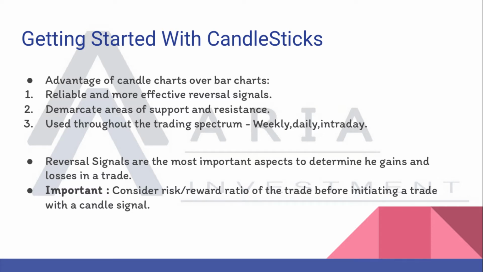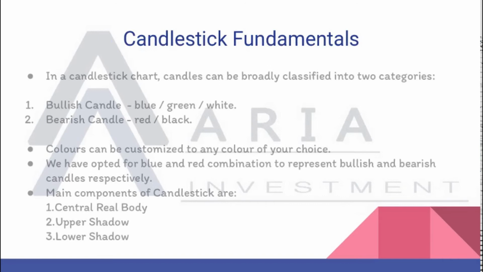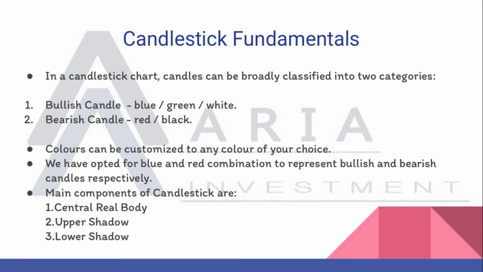A candlestick can be classified into majorly two types, a bullish candlestick and a bearish candlestick. So, a bullish candlestick is the one having a low opening and a high closing, and a bearish candlestick is the one having a high opening and low closing. We use various colors to determine bullish and bearish candles. So, blue, green, or white are used to determine a bullish candle, and red or black a bearish candle.